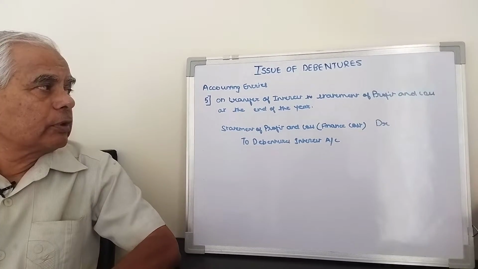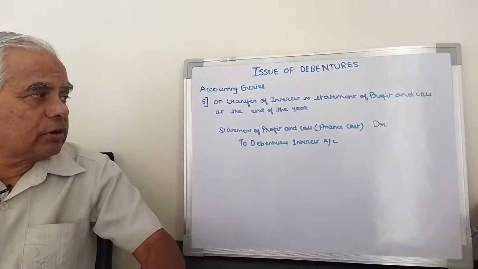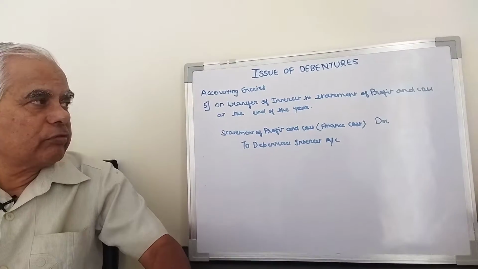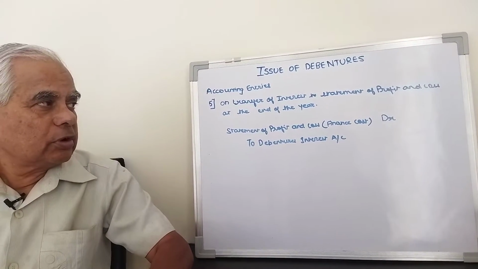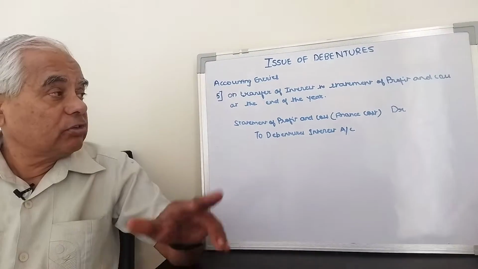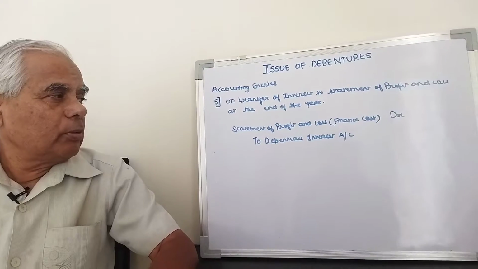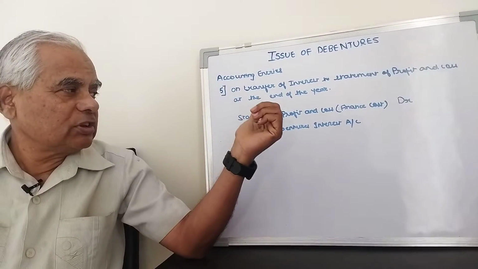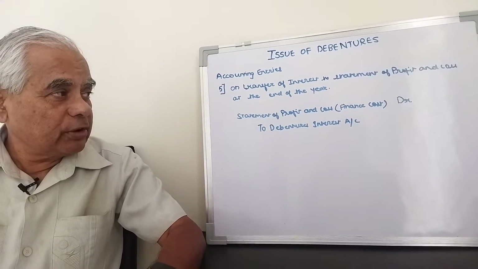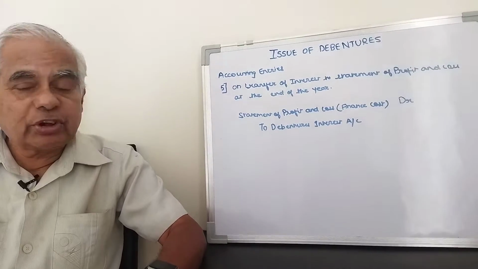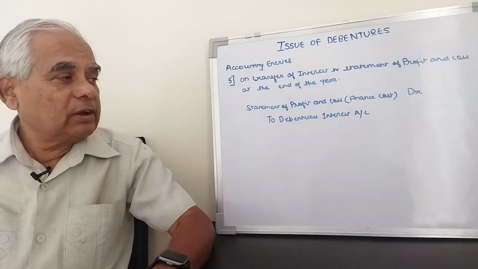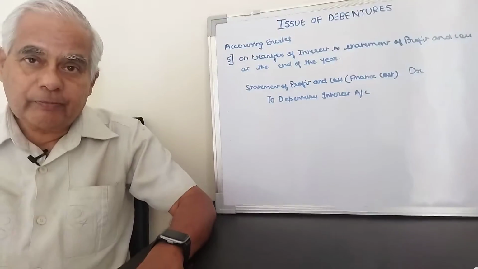Last entry, this entry is transfer entry. Debenture interest we transfer to profit and loss account. Remember that this entry is at the end of the year. Entry is very simple, profit and loss account debit, or you may say statement of profit and loss account, debit to debenture interest account. Let us see with the problem.